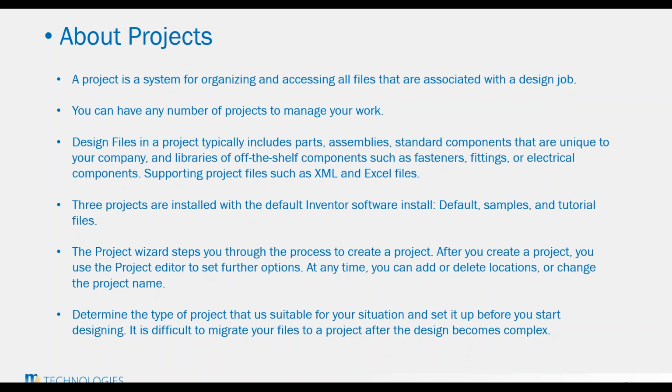You can have a number of project files to manage your work. You don't necessarily just have one. The design files typically include your parts, your assemblies, and standard components that are unique to your company. It also has the ability to pull in library files, such as fasteners, fittings, and electrical components. These are things you could actually make in your designs as a library file. They can also use something called Content Center, which are two different database file locations.